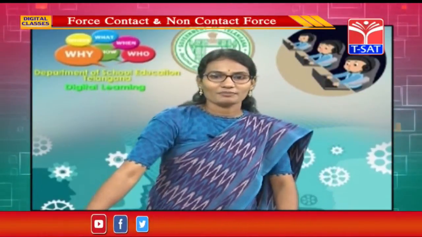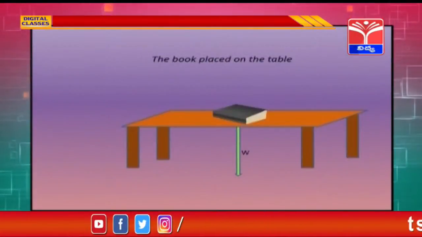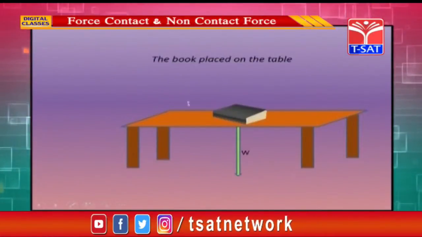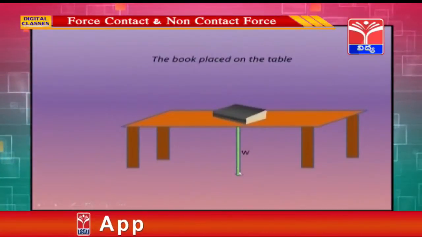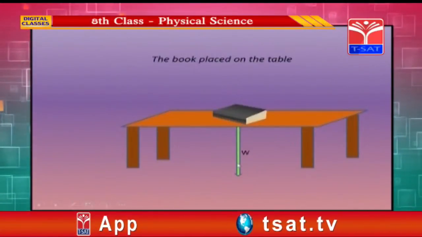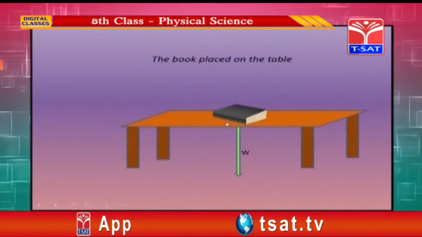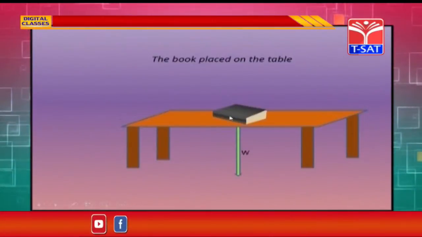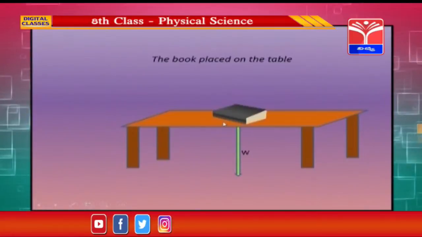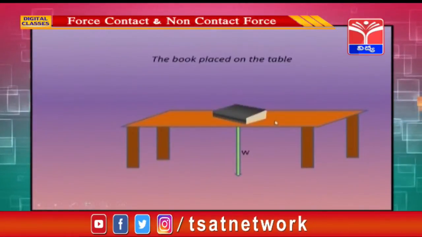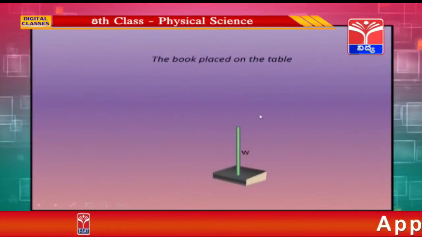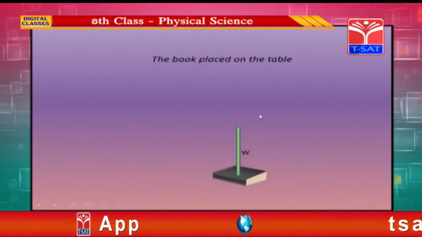Next, children, observe here, the book is kept on the table. What forces act on it? Yes, there is a gravitational force acting in the downward direction, and to keep the book at rest, there is also a friction force between the surface of the book and the table. Children, what happens if suddenly the table disappears? Yes, the book will fall down.